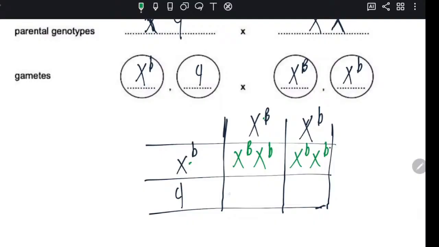It's red-green colorblind, which is very rare. Big X means this, you get like this. This male is not colorblind because he's going to be X big B with Y. But this Y will meet with this X, and you are going to get a boy that is colorblind. He is XY. Females are XX, males are XY. So here, he is colorblind because the X he has is for color blindness.